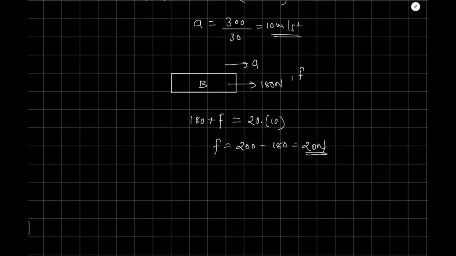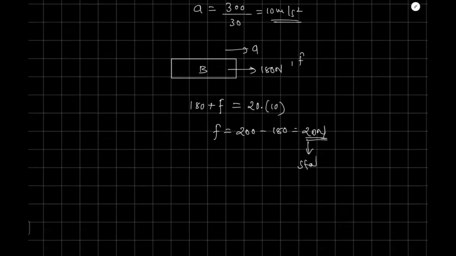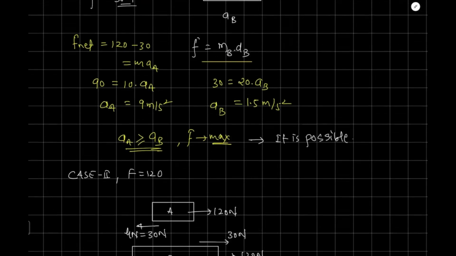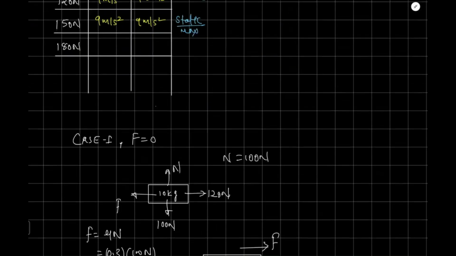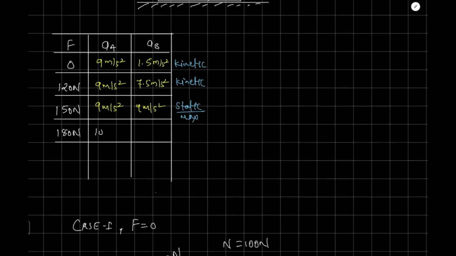Yeah, it is possible. When is it possible? When it is static friction. We can say how much we got? 10, right? So we can say this time they are going to move at 10 meter per second square, and this one also 10 meter per second square, and friction is static, but it is not the maximum this time. It is going to act as 20 Newton only in this case.